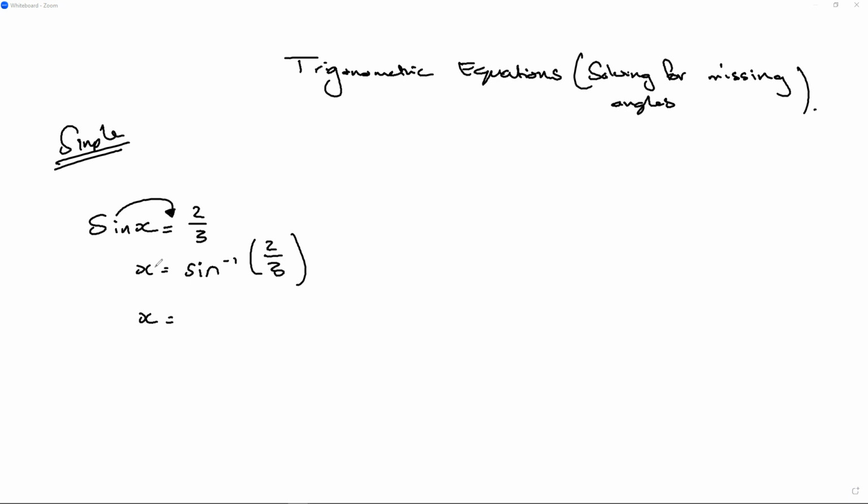All right, so we press shift sine 2/3, and we get the solution 41.82, three significant figures, degrees. That's going to be the first solution. I'm going to call it x1. Now the second solution we know is going to be 180 degrees minus the first solution. So I take 180 minus 41.8, and it comes to 138.2 degrees. Okay.